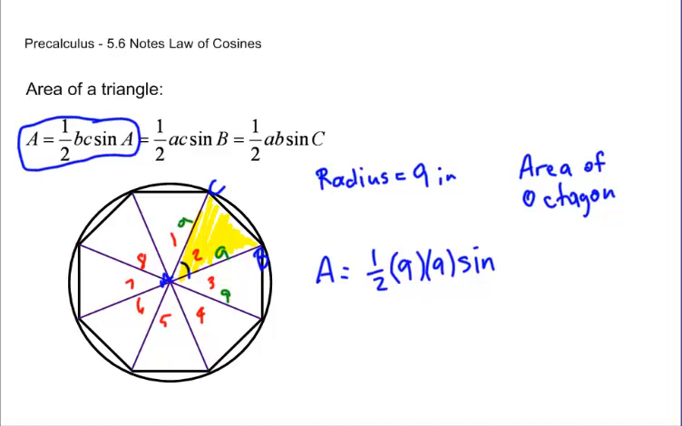Oh my, what's the sine of A? Well, we've got 360 degrees in a circle, and we've got 8 of those angles. So angle A would be what? 360 divided by 8? 45 degrees. Now just punch this into your calculator. And again, make sure you're in degree mode because we're working with degrees right now. So 1/2 times 9 times 9 times sine of 45.